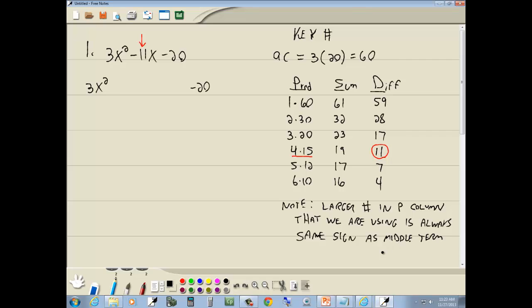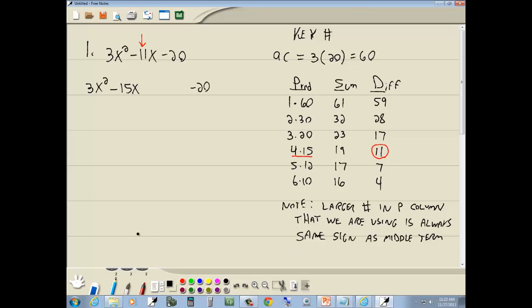I know you probably can't read my writing, but I know what it says. Larger number in the P column that we're using is always the same sign as the middle term. The numbers we're using are 4 and 15. The larger number of those is the 15. It will always be the same sign as the middle term up here, which in this problem was negative. So we're going to have negative 15x.